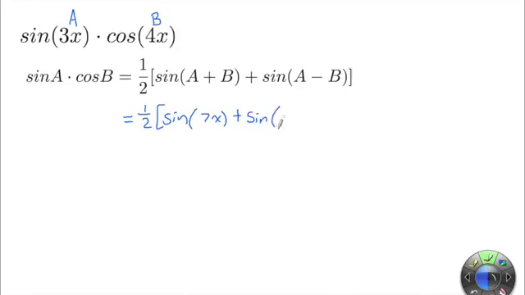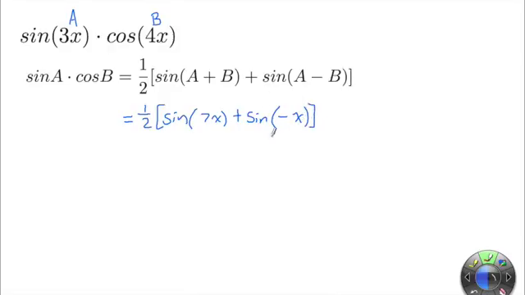Now, here's where you can have a little bit of a choice. If it's like sine, sometimes you can take the a and the b and switch them. Same thing for cosine. But because this order is sine, cosine, we cannot switch the order of the 3x and the 4x. So this is going to become negative x.